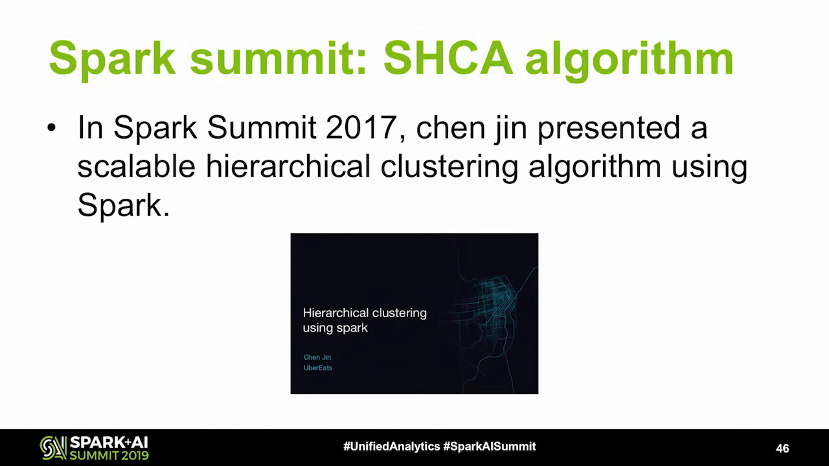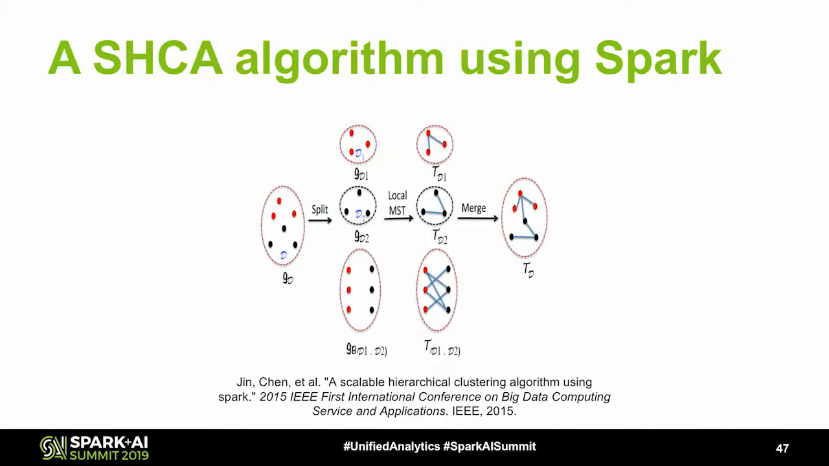So while trying to resolve this issue, we found a paper about a hierarchical clustering algorithm which performs on distributed machines. It was also presented at Spark Summit 2017 by Chen Jin. She presents a scalable hierarchical clustering algorithm, which is SHCA. It makes it possible to obtain an accurate clustering result on distributed machines. By converting the hierarchical clustering problem into finding a minimum spanning tree, the correct clustering result can be obtained even on the distributed machine.